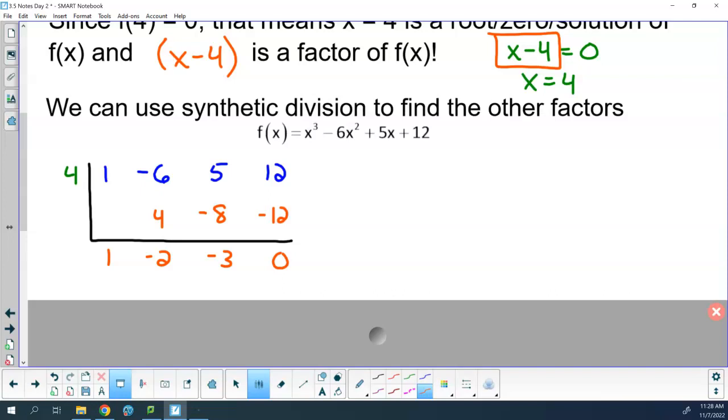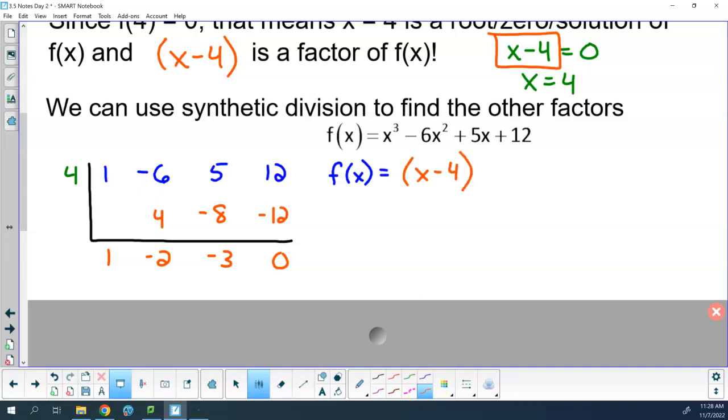Which we don't. So what this is saying now is that f of x here can now be written as x minus 4 times, this would be my x squared term, this would be my x term, this would be my constant term. So this could be written as x minus 4 times x squared minus 2x minus 3. And if we would multiply out those two polynomials, we'd get back x cubed minus 6x squared plus 5x plus 12.